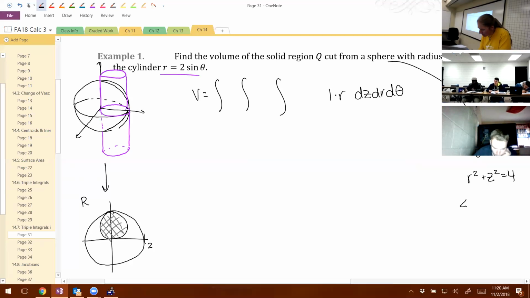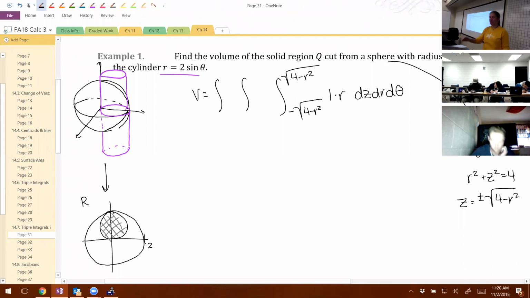Solve it for z. Positive or negative, and that hopefully makes sense. The positive square root is the top part of this, and the negative square root is the bottom part of this. So those are going to be our limits of integration: negative square root of 4 minus r squared to positive square root of 4 minus r squared. It's the top part of the sphere, the bottom part of the sphere. And right now we're just saying the whole sphere is what all those limits of integration are doing.